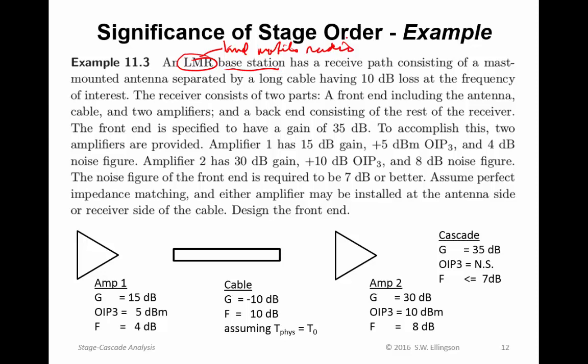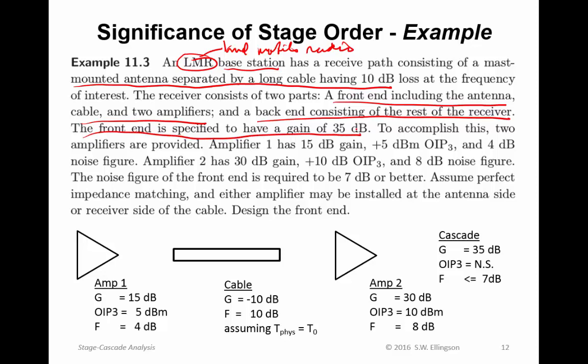But we have an LMR base station. A receive path consists of a mast-mounted antenna separated by a long cable having 10 dB loss at the frequency of interest. And the receiver in this system has a front end which includes the antenna, cable, and two amplifiers, and a back end consisting of the rest of the receiver. Now somebody's already gone ahead and done the analysis, and we know that the front end is specified to have a gain of 35 dB.